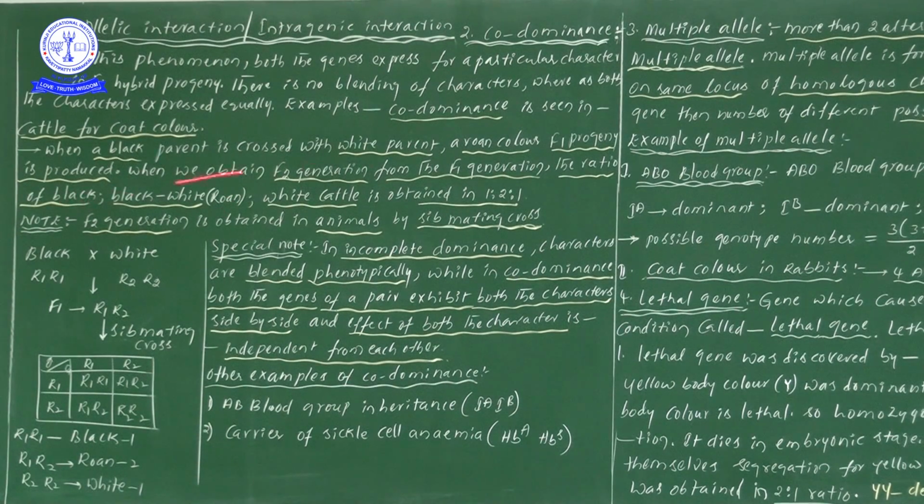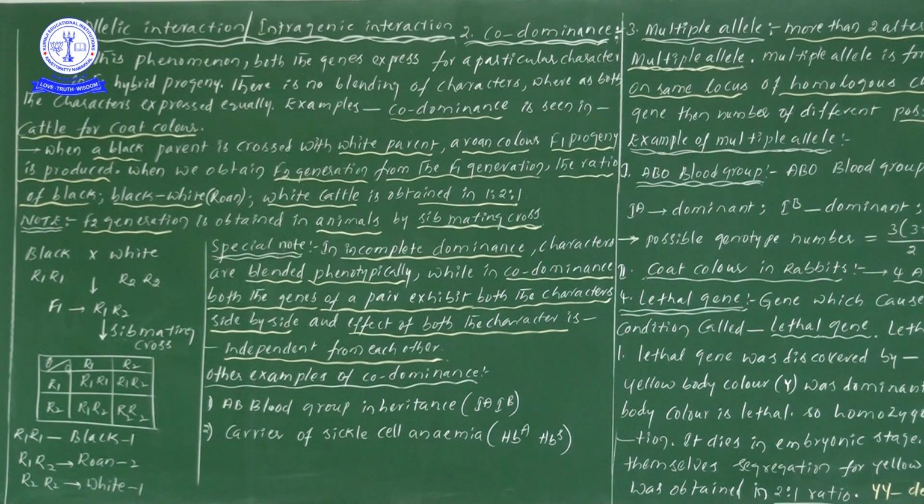Okay, now if there is a black one, a black and white combination roan, and a white-colored cattle also, they are obtained in a 1:2:1 ratio. My dear students, in this particular concept, what is the point we are understanding? Even in codominance we are obtaining a 1:2:1 ratio, as in complete dominance, as in Mendel's monohybrid cross genotypic ratio.